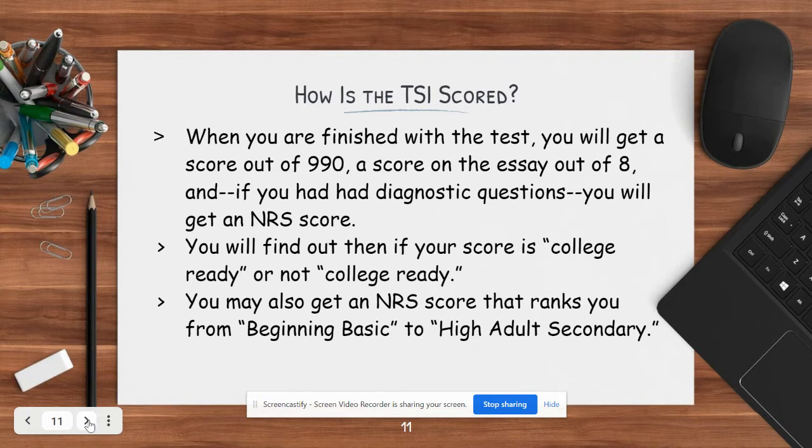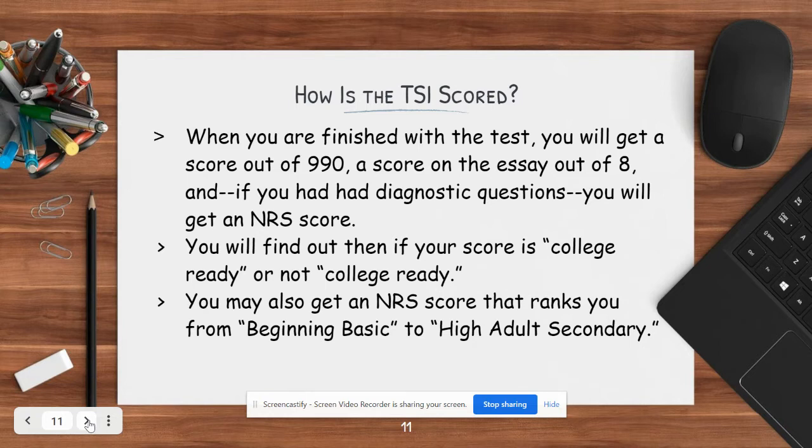NRS, I don't know what NRS stands for. I'm sorry. But you will find out whether you're college ready or not college ready. That's how you will be designated. If you did do the NRS, the student is going to be anywhere from beginning basic to high adult secondary. And so those are the classifications that they'll have.